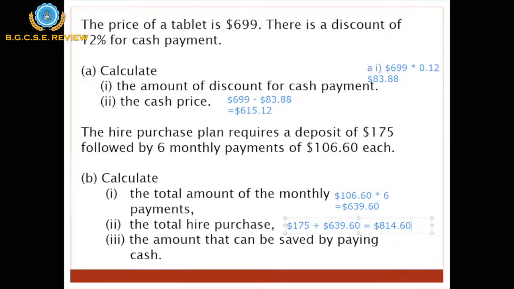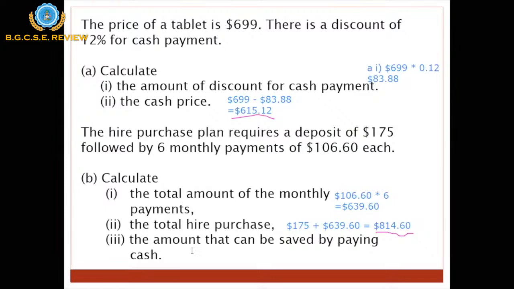We can automatically see, if I look at the cash price, and this was my cash price, I think I can underline it. My cash price was $615.12, whereas the hire purchase price was $814.60. I can automatically see that there's a good difference in the amount that I end up paying if I pay cash versus if I pay the hire purchase price. And so that's what the last question asked me: calculate the amount that can be saved by paying cash.